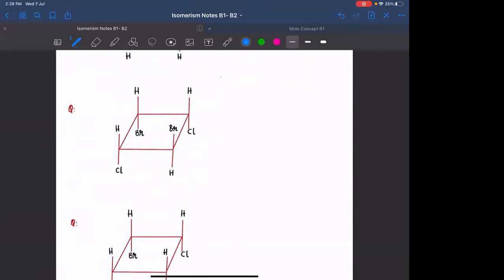देखो इस केस में plane of symmetry identify करने के लिए I am choosing this particular plane. Everyone understand this? It may not be that obvious starting में. I am choosing this particular plane.